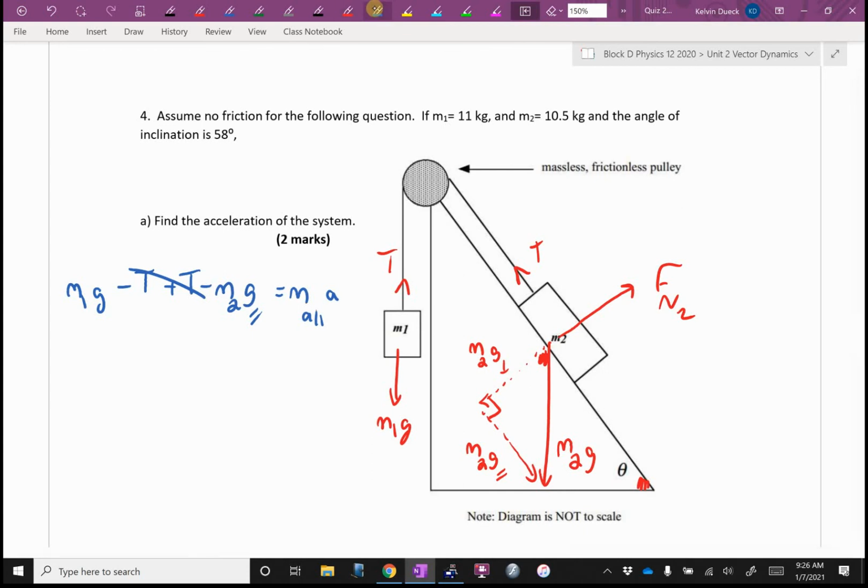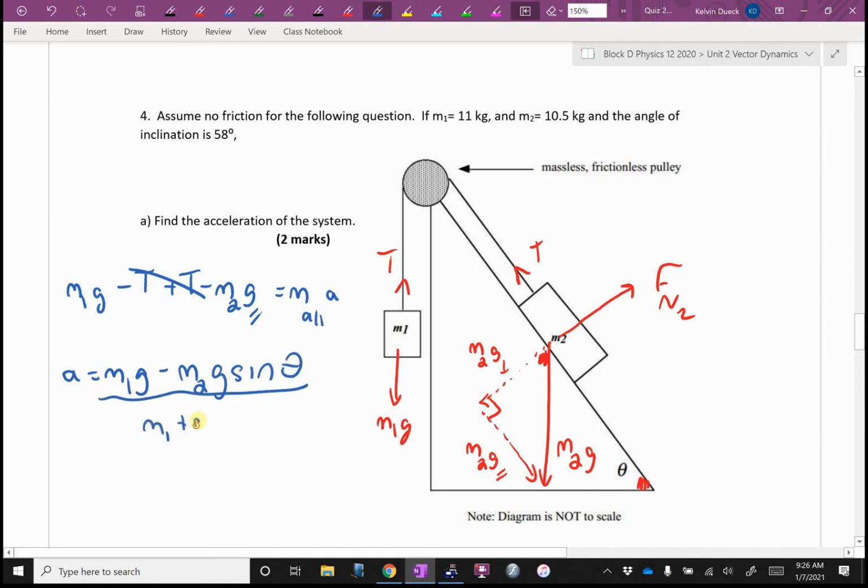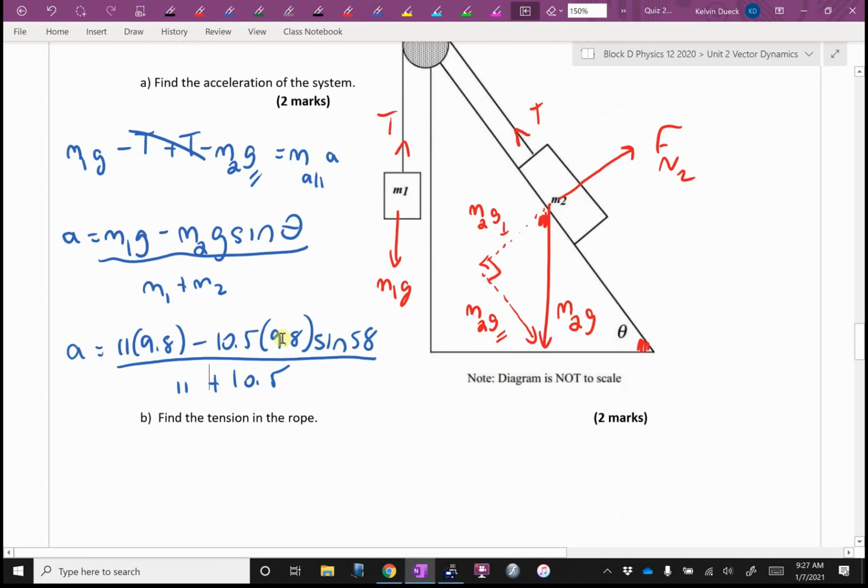A is going to be M1G minus M2G sine, all over M1 plus M2. It's going to be M1, 11, G, 9.8, minus M2, 10.5, 9.8, sine 58, all divided by 11 plus 10.5. Boy, I didn't give you much room here. I'm writing too big.